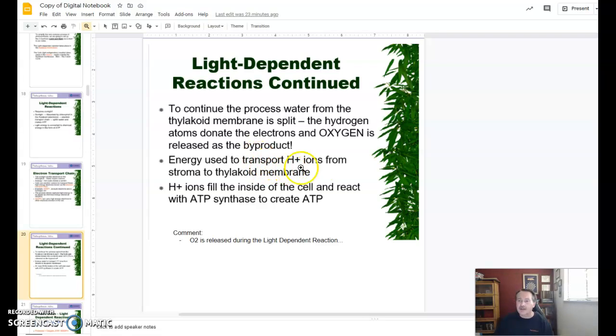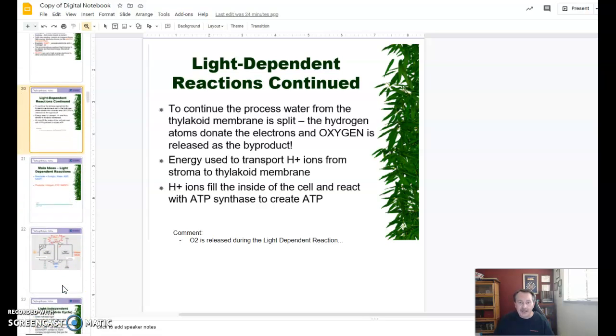You're transporting those hydrogen ions to the stroma, to the thylakoid membrane. Okay, and the thylakoid membrane is then going to be releasing these to the NADP plus. Then hydrogen ions inside the cell react with ATP synthase to create ATP also. So you have hydrogen ions being used to create the NADPH, and hydrogen ions and electrons also being used to create the ATP. All right, so that was slide 20.